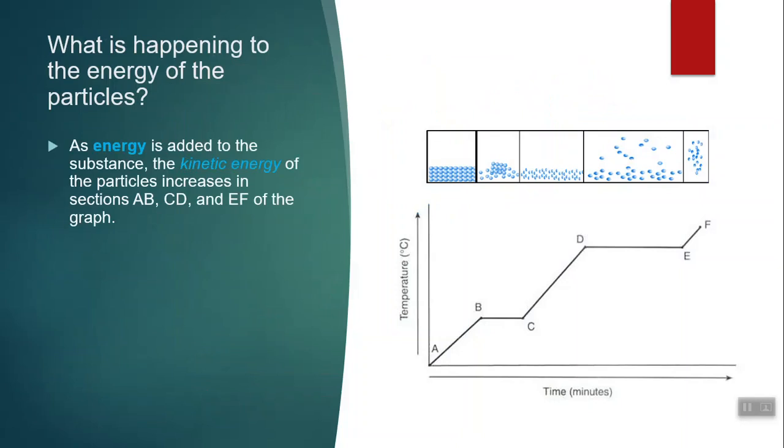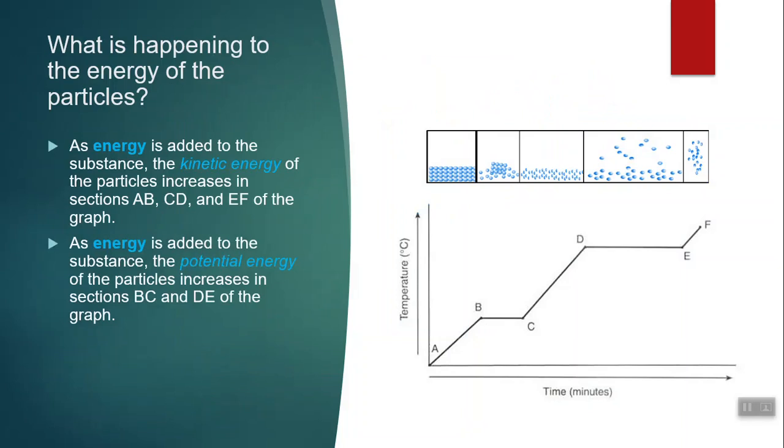in what sections do you think potential energy is changing? Well, it's the sections that we didn't talk about, right? So potential energy, again, is stored energy. Think of it as this is where the molecules are repositioning, okay? So as energy is added to the substance, the potential energy of the particles increase in the flat sections of our graph, B, C, and D, E, okay? So as the potential energy is changing, the molecules are repositioning, and the molecules are getting further apart.